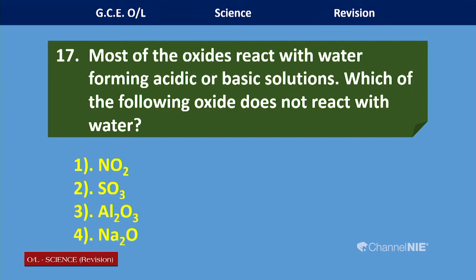Second one, sulfur trioxide SO3, it is also an acidic gas. When you dissolve sulfur trioxide in water, it produces sulfuric acid H2SO4. Number 3, aluminium oxide Al2O3. So, aluminium oxide is an amphoteric oxide, it reacts with acids and bases, but it does not react with water. So, that is an amphoteric oxide.